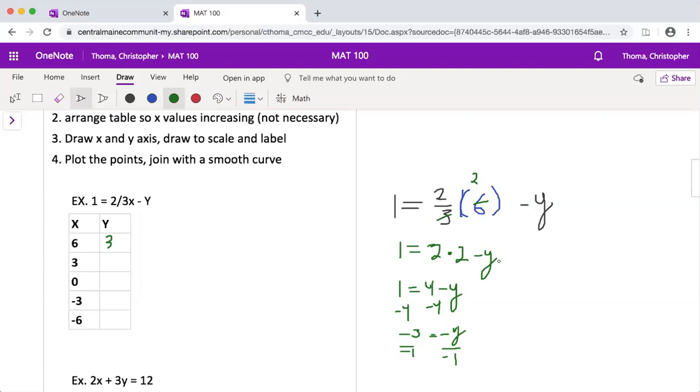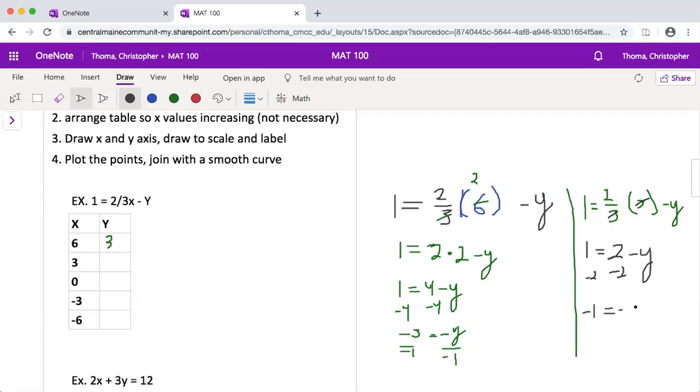Right? And if we want to do another one, we'll do the 3 first. So 1 equals 2/3 times 3 minus Y. This is good to understand how fractions work because when your homework asks you to pick points in your fraction, most pick things where they cancel, because then this 3 and this 3 cancel. So I get 1 equals 2 minus Y. Subtract 2 from both sides. -1 equals -Y. Again, divide through by your -1s.